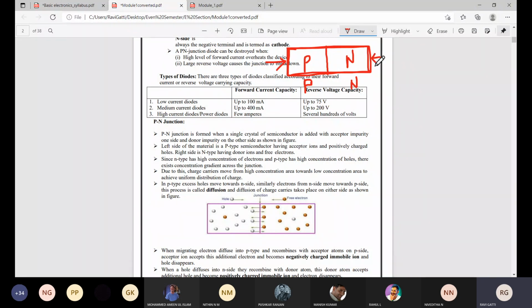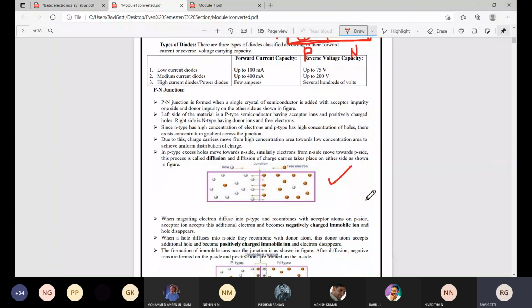Since the n-type has a high concentration of electrons and the p-type has a high concentration of holes, we have a majority of holes in the p-type material and a high concentration of electrons in the n-type material. So when I create a material like this, this is how it will look.